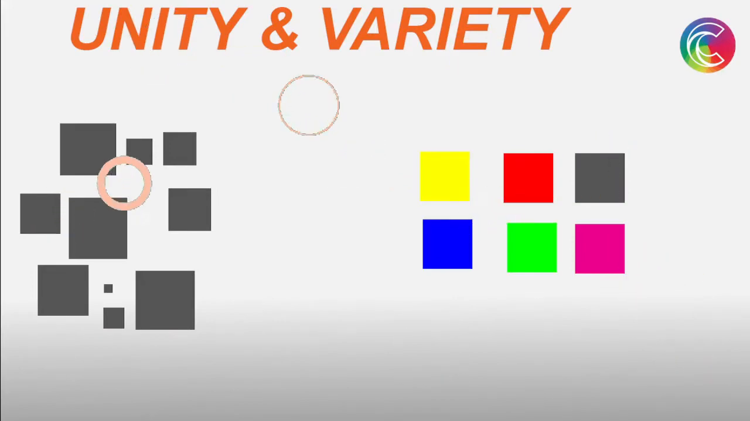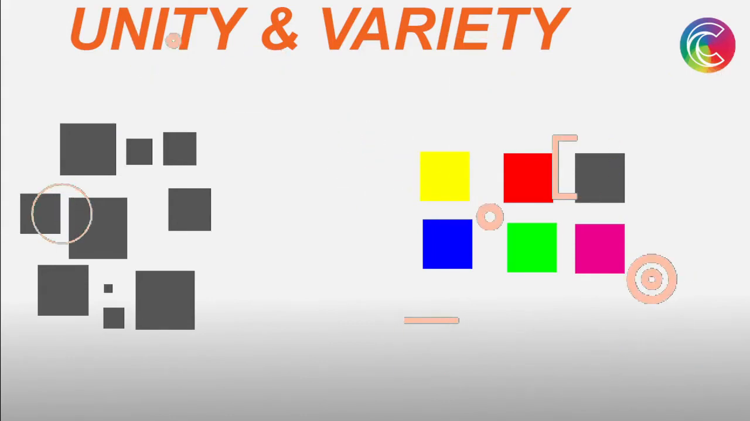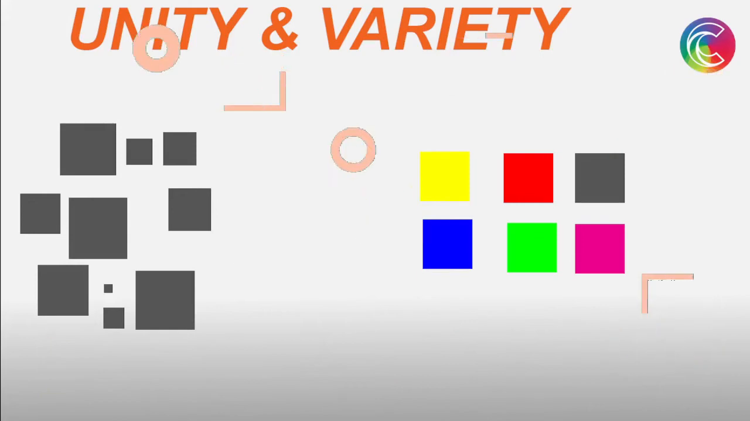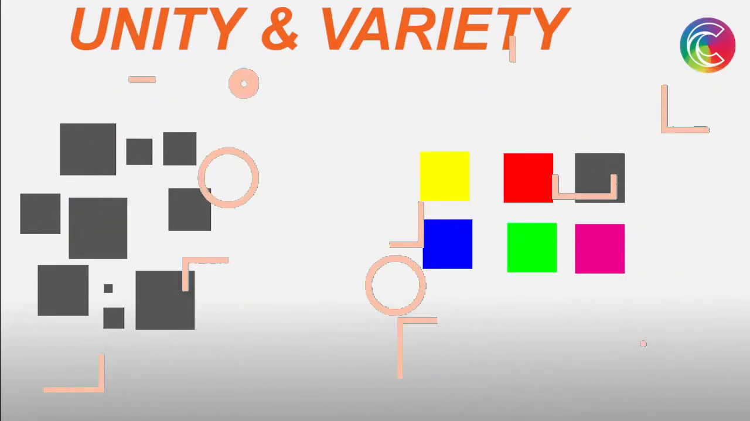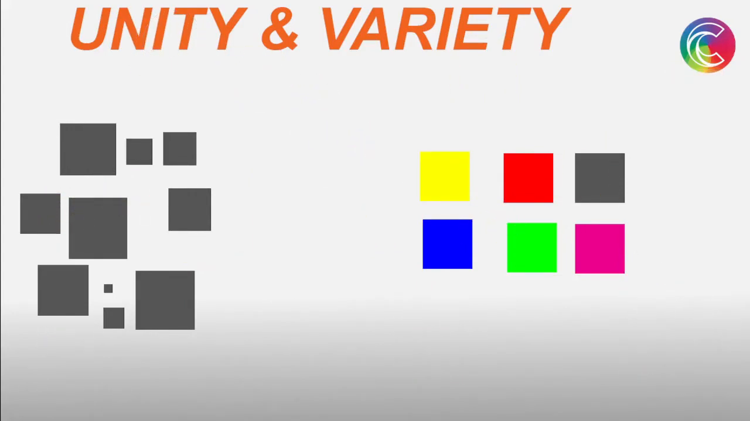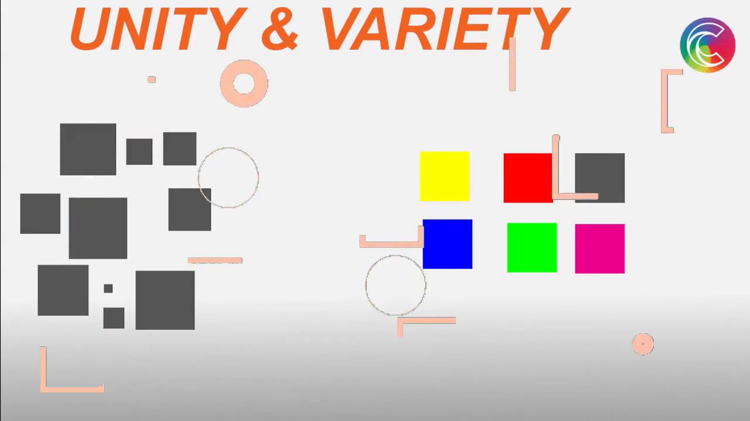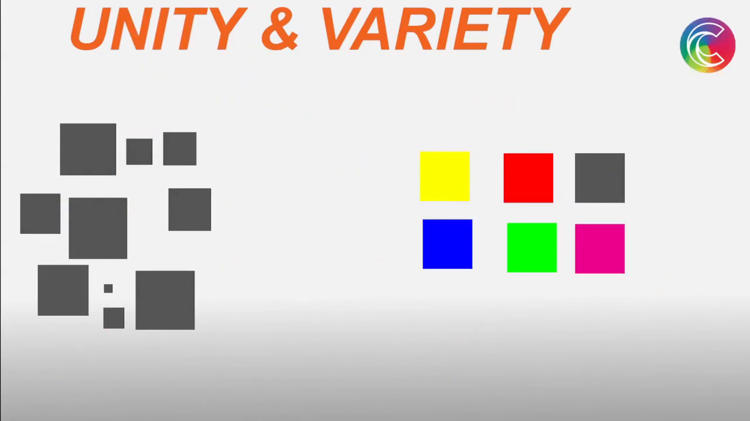So unity and variety: the image you are seeing on the left side shows unity in the same color, and it shows variety in different sizes. So there is something similar, and something different. Whatever is similar comes under unity; whatever is different but has some similarity within it comes under variety. Here everything in color, shape and size is the same, but you have a variety of colors.